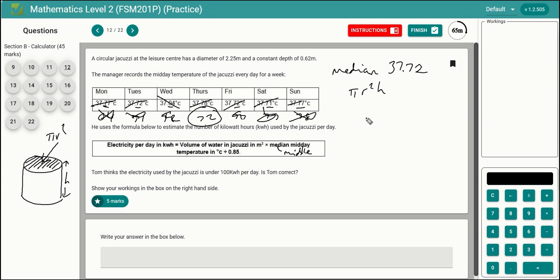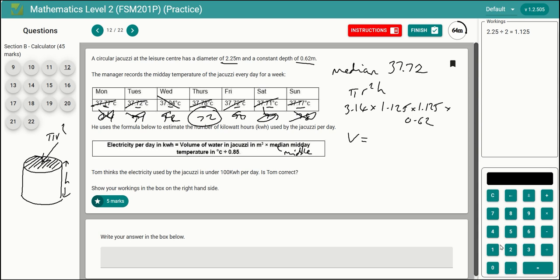So we've not been told, I don't think, what to use for pi, but let's assume it's 3.14 multiplied by the radius. Now we know the diameter is 2.25, so we need to halve that for the radius. So 2.25 divided by 2 is 1.125. So the radius is 1.125 squared, so multiply it by 1.125 again, multiplied by the height, which is the depth, 0.62. So this is a calculation for the volume of the water.